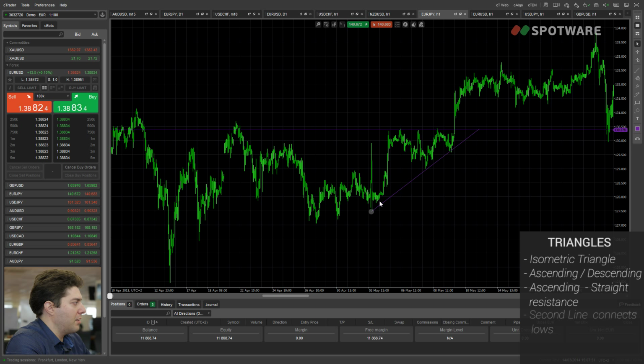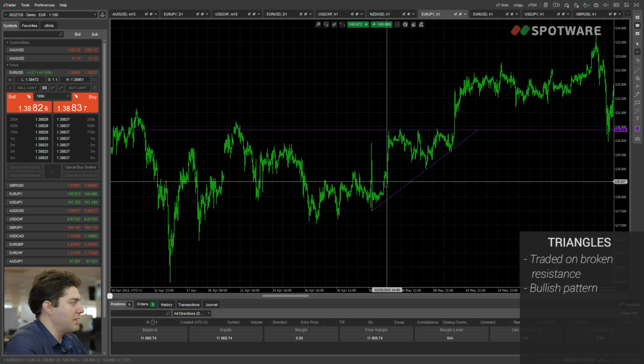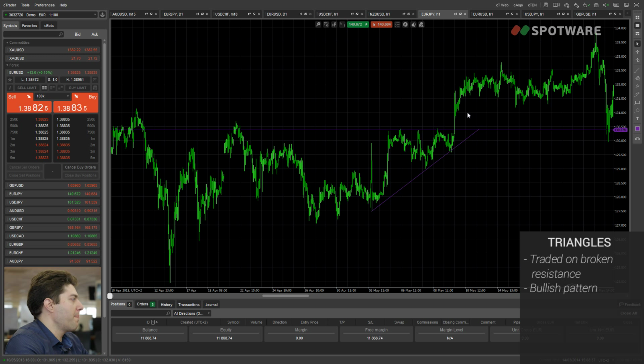The other line of the triangle is connecting the lows in an uptrend, and we see that these two lines will create an ascending triangle. The pattern is traded when the price breaks the resistance that is formed by connecting all the high points here in this straight line, and I'm going to show you how you can trade it. It's so apparent that this is a bullish pattern because you see that the tendency of the price is to go up.